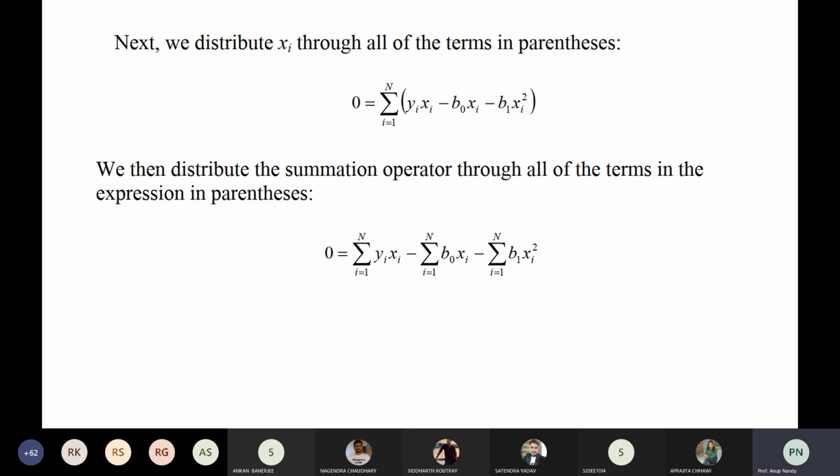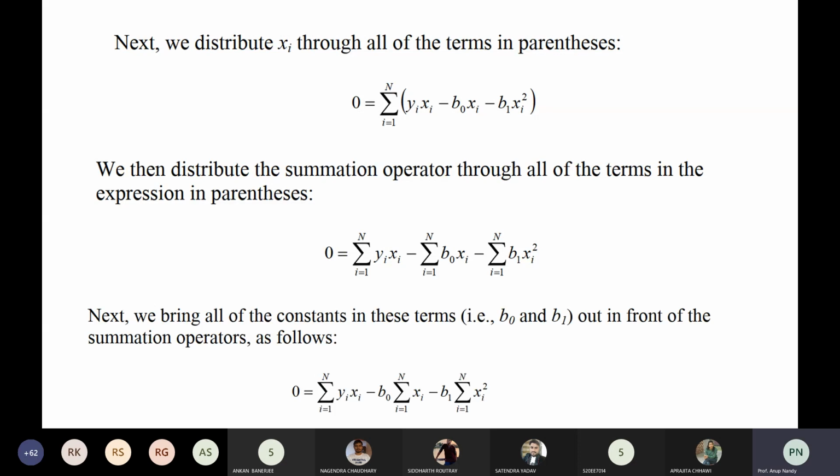Okay, you need to distribute the summation operator, the same process that you have done for computing b0. That's it. I'm not going to do any extra things. So the same way that you have distributed the summation operator through all the terms in the expression in parentheses: the sum from i equals 1 to n of yi xi minus the sum from i equals 1 to n of b0 xi minus the sum from i equals 1 to n of b1 xi square.